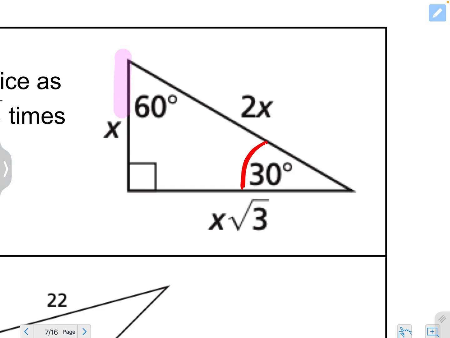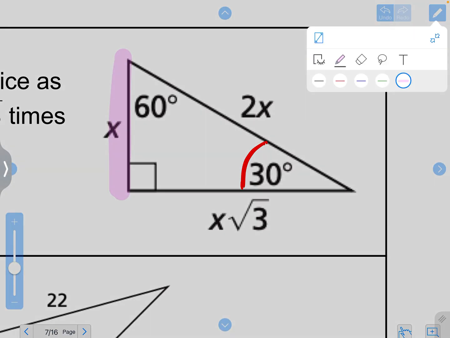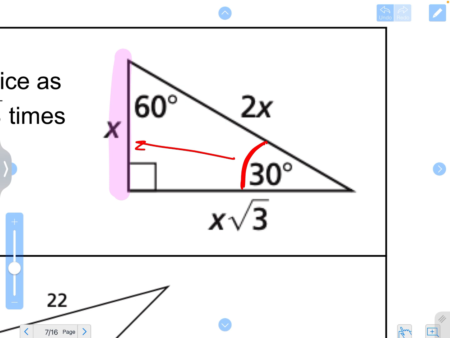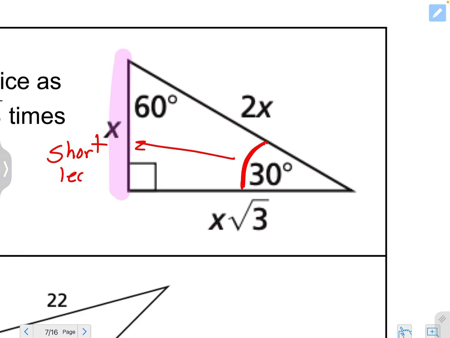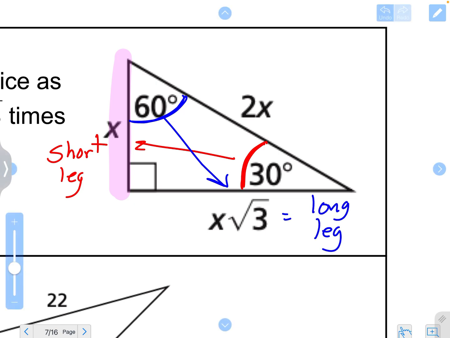Once we identify our 30-degree angle, we want to find the side that is opposite, because the side opposite of our 30-degree angle is what we call our short leg. It's going to be the shortest side of the triangle. Then we want to find our 60-degree angle, and our 60-degree angle is opposite of what we call our long leg. And then finally, our hypotenuse is still our hypotenuse. It is still across from the right angle. So we've got to understand the difference between those two. We've got to be able to find our short leg and our long leg and our hypotenuse to do these problems.